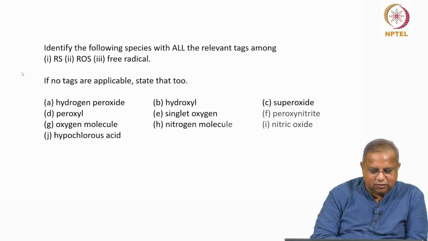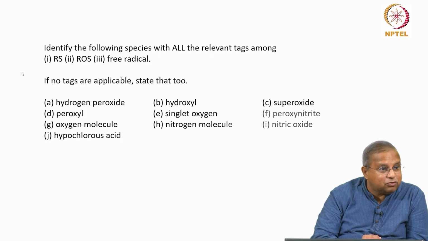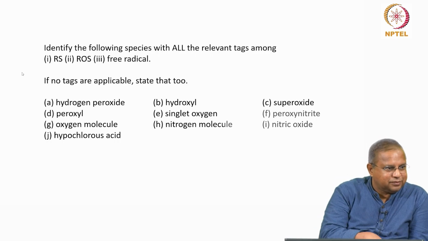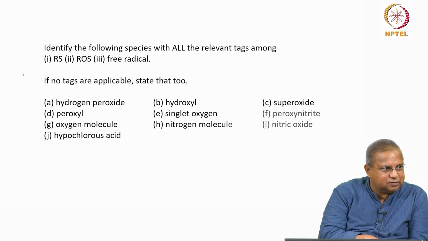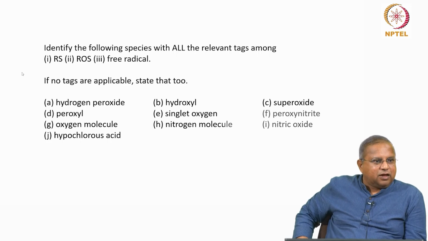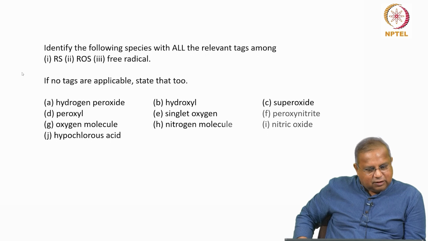Peroxyl is also all. HO minus, no, minus is there. It's not a free radical, if it has a charge. O2 dot, you don't write 2 minus. Peroxyl is ROO dot. Yeah, it is a free radical. Yes, ROO dot is peroxyl. So that is a free radical. Yes, you are right. RS and ROS.